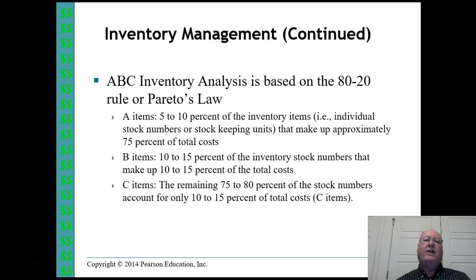Your B items is usually another 10 to 15%, covered by 10 to 15% of the cost. And then the C items, the remaining 75 to 80% of your SKU items, are really only 10 to 15% of your costs. So just understand that tends to be a generalization that holds true, whether you're in retail and what the makeup is of your SKUs that are out on the shelves, or of your inventory that is going into manufacturing itself.